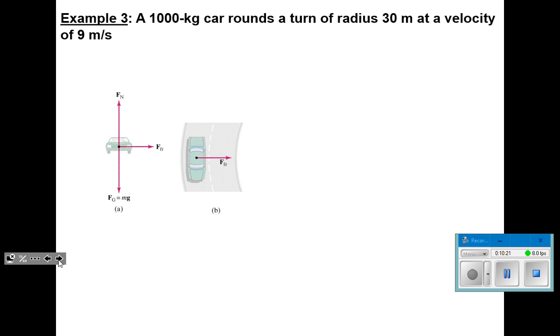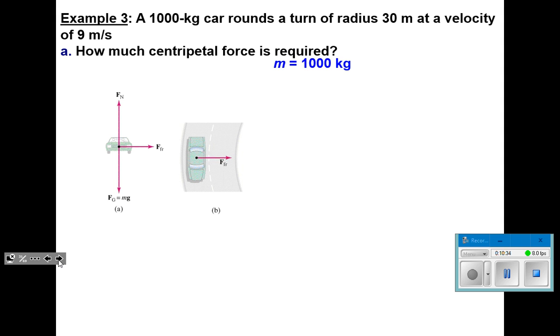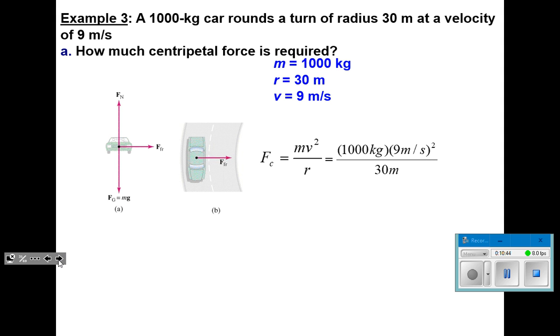Example 3, a 1,000-kilogram car rounds a turn that has a radius of 30 meters at a velocity of 9 meters per second. How much centripetal force is required for it to stay on the actual road? Okay, so we know our mass, we know our radius, and we know our velocity. So we can use our F equals ma. We can substitute v squared over r for our a. We can then say 1,000 kilograms times 9 meters per second squared divided by 30 meters gives us a force of 2,700 newtons. Well, where does that force actually come from?